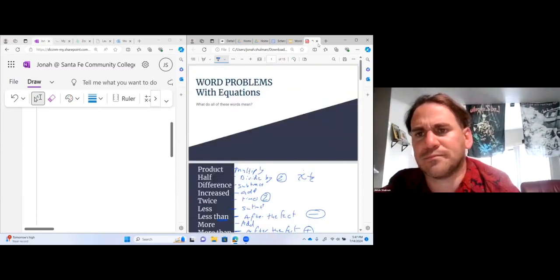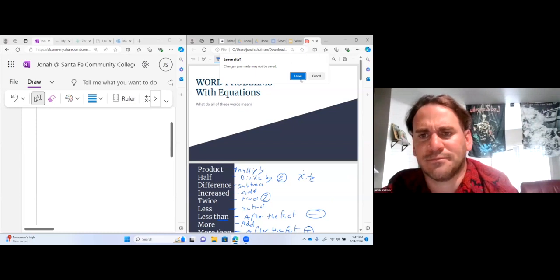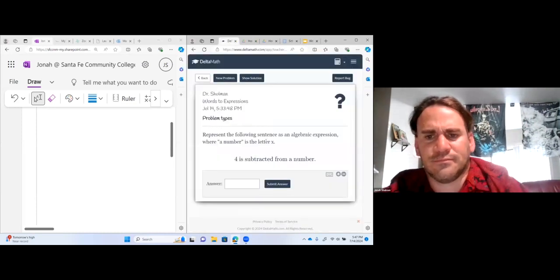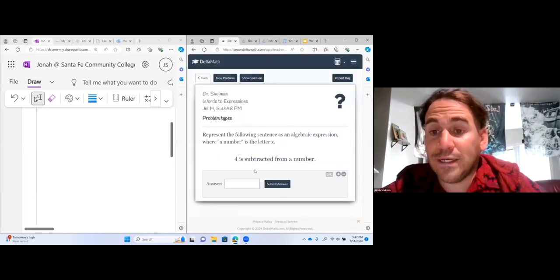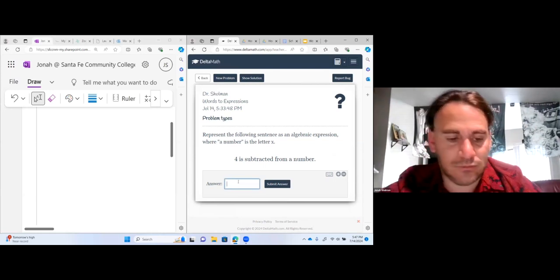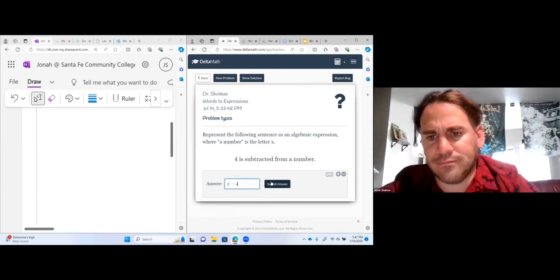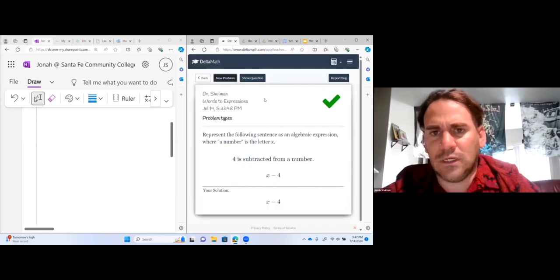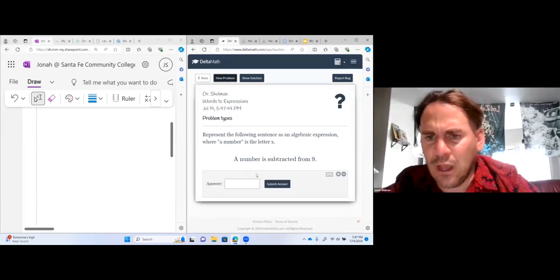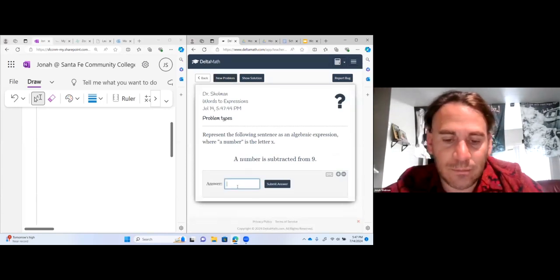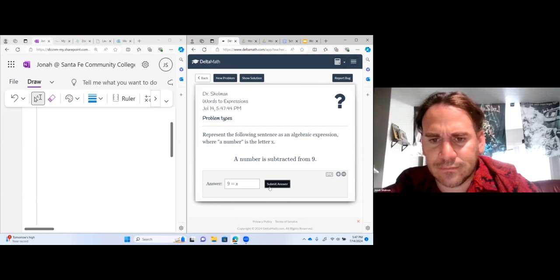Yeah, cool. So let's jump into delta. Now they're saying 4 is subtracted from a number. So that's x minus 4. Ta-da, let's do a couple more. A number is subtracted from 9. That's 9 minus x.